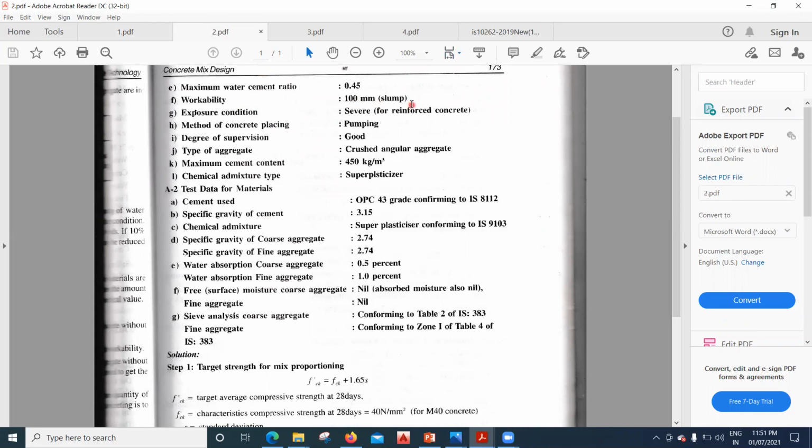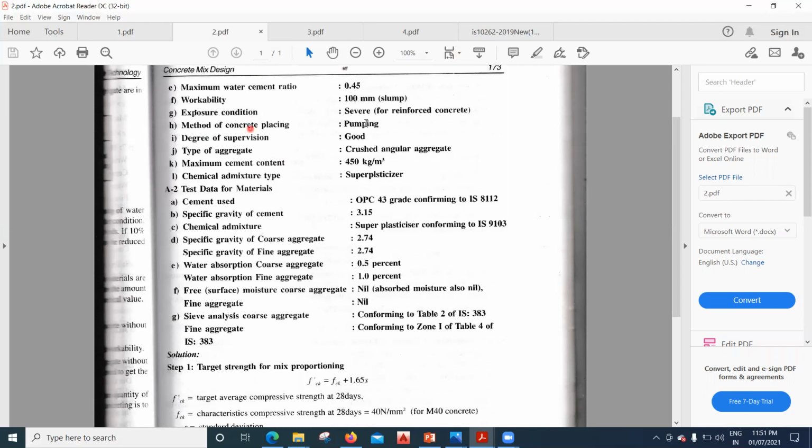All these are from the site execution point of view. So these are the things that we usually consider. Exposure condition: severe. So when it says severe, maybe somewhere in the coastal region they are trying to put up the structure, right? We have seen how we need to take care of the exposure condition.